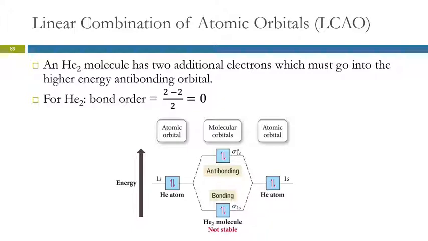Then we can calculate the bond order. The number of electrons in bonding orbitals, okay, that's these 2, minus the number in antibonding orbitals, that's those 2. So 2 minus 2 is 0, divided by 2 is 0. This is a bond order of 0. Molecular orbital theory says this molecule will not form. It doesn't. Any questions?